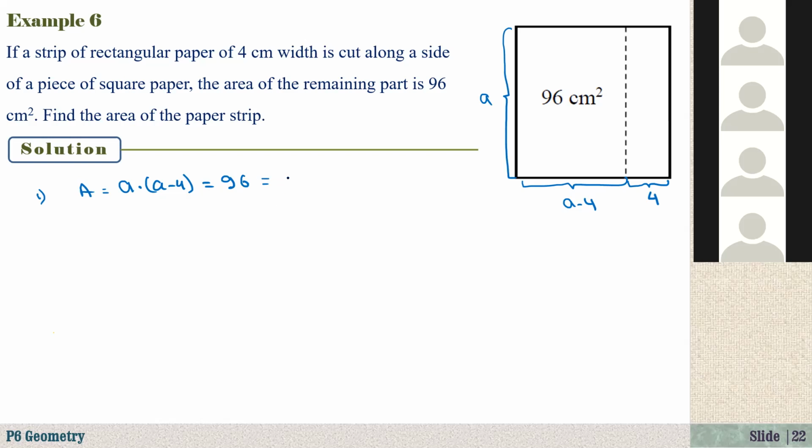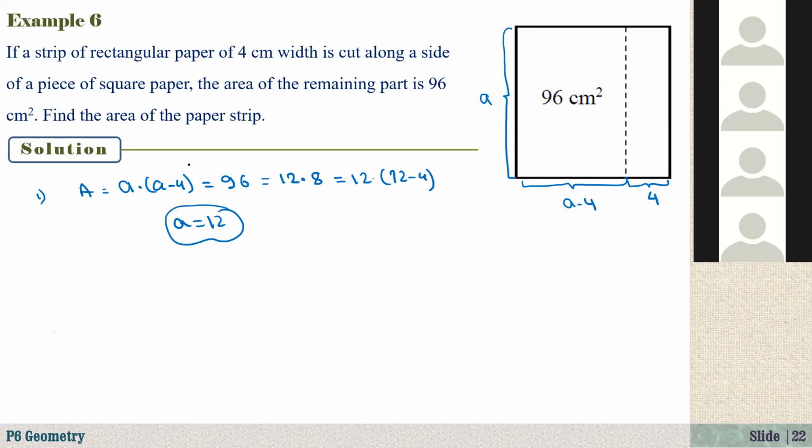We can, right? What are those numbers? Those numbers are 12 times 8. 8 times 12, 96. Because I can write this one as 12 and 8, where 8 is 12 minus 4. So that means that A is equal to 12.